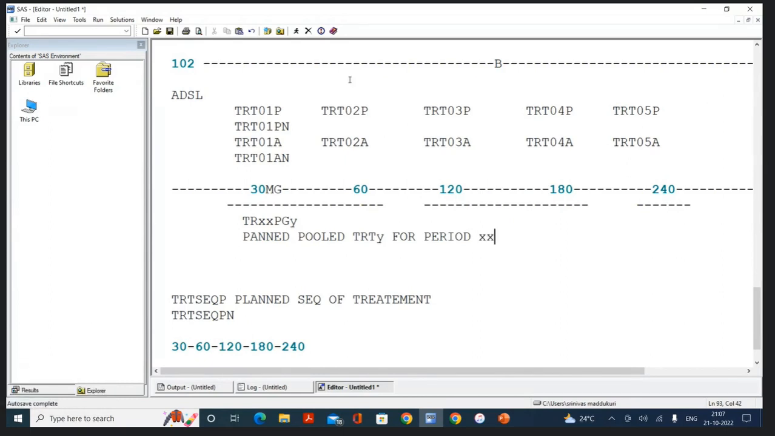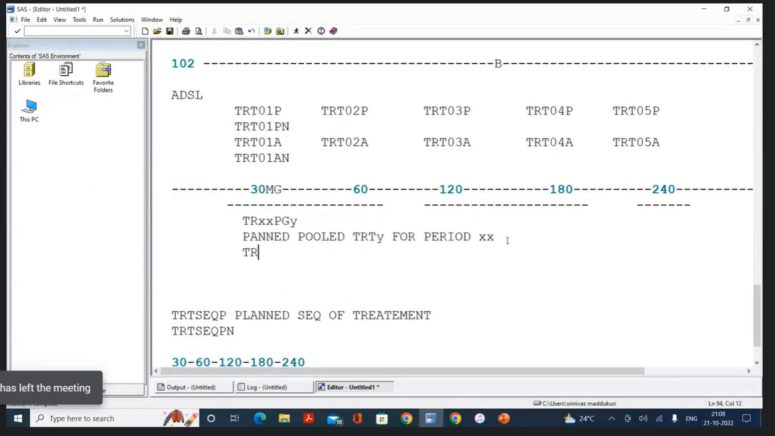Now that means what I'm going to do, 30-60 I want to keep in one group, 120-180 into one group, 240 into one group. So I want to create 3 groups. Now, planned pooled treatment Y for period XX. Then what is the next immediate variable that we are going to have? We are going to have PRXXPGYN, planned pooled treatment Y for period XX numerical.